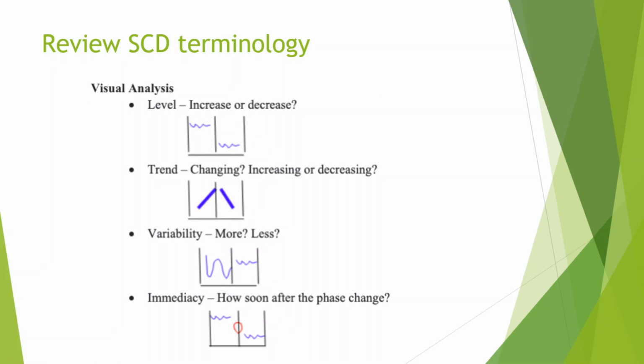Next, let's talk about visual analysis. Typically when conducting a visual analysis of single case design, you'll be looking at level, trend, variability, and immediacy. For level, you want to look at, does the level increase or decrease? In this picture, we see that the level decreased because it lowered from the baseline to the intervention.